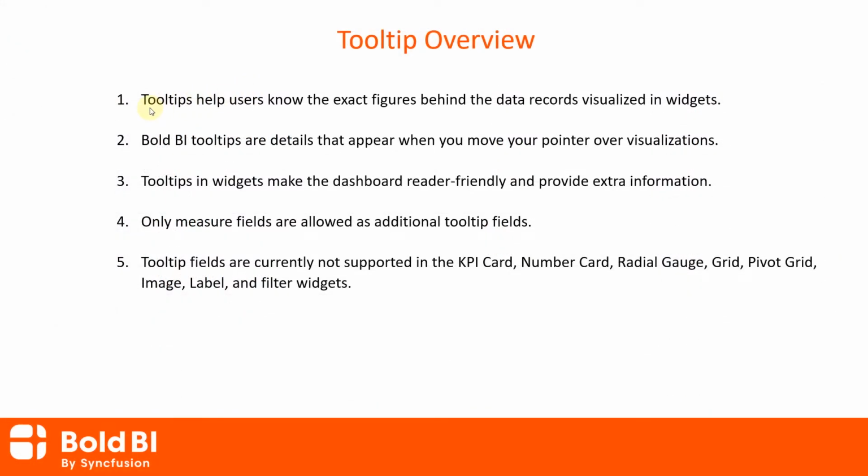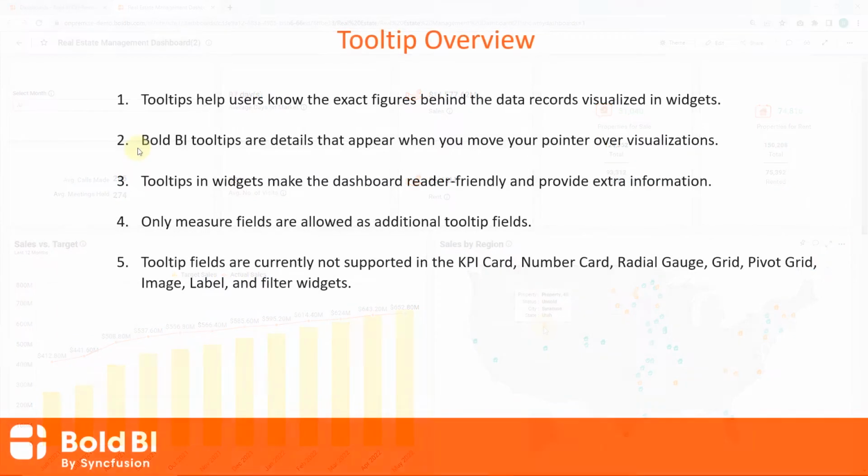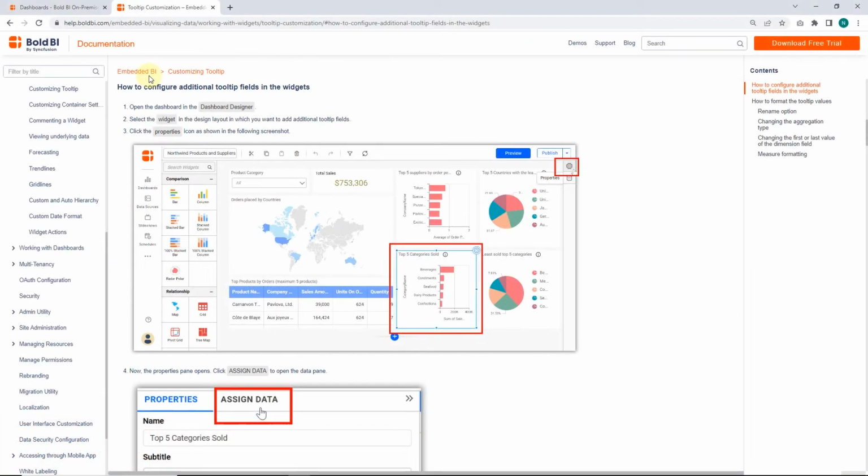Tooltips help users know the exact figures behind the data records visualized in widgets. Bold BI tooltips are details that appear when you move your pointer over visualizations. Tooltips and widgets make the dashboard reader-friendly and provide extra information. Only measure fields are allowed as additional tooltip fields. Tooltip fields are currently not supported in the KPI card, number card, radial gauge, grid, pivot grid, image, label, and filter widgets. To learn more about tooltips, reference the documentation link provided in this video's description.